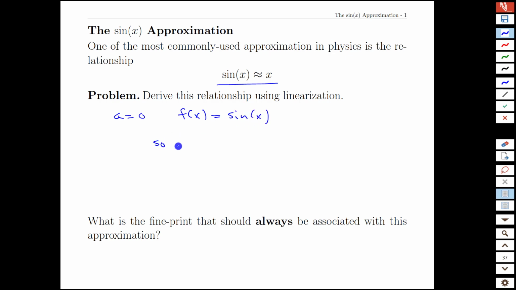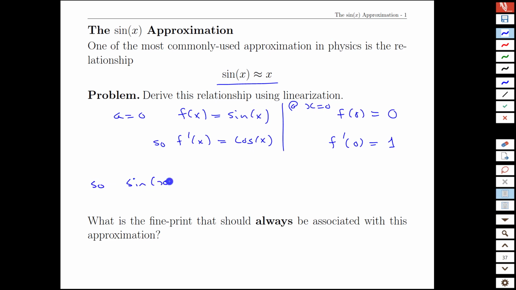And if that's the case, then our derivative is simply the cosine function. And when we assess that at x equals 0, the function at 0 is just 0 itself. Sine of 0 is 0. Meanwhile, f prime of 0 is cos of 0, and that is equal to 1.